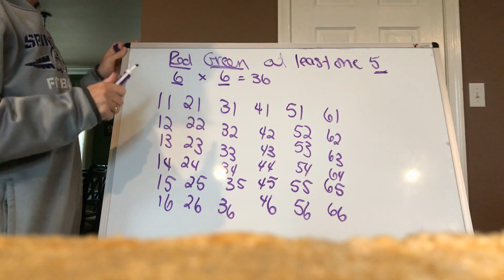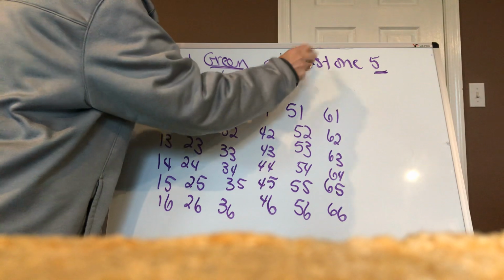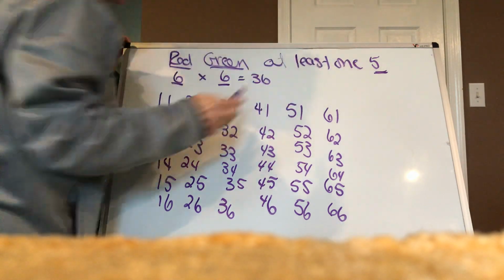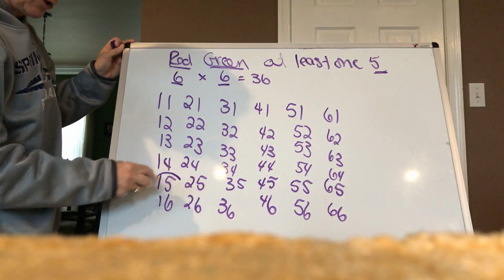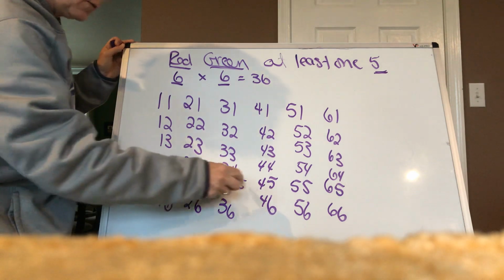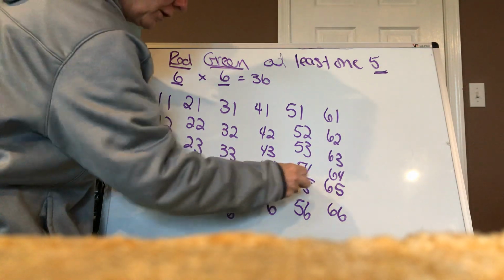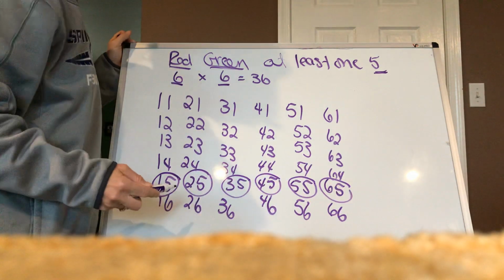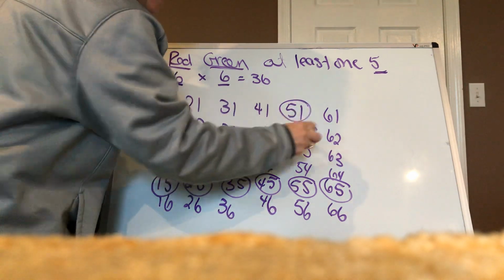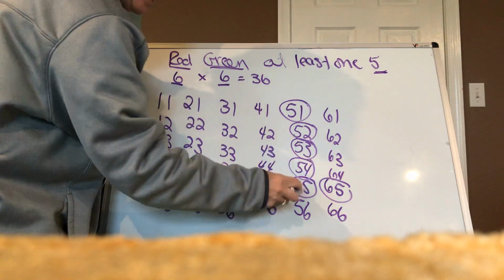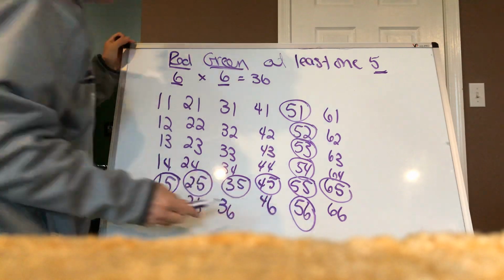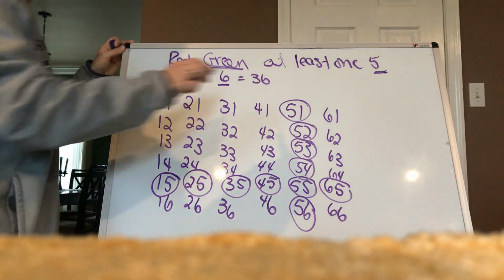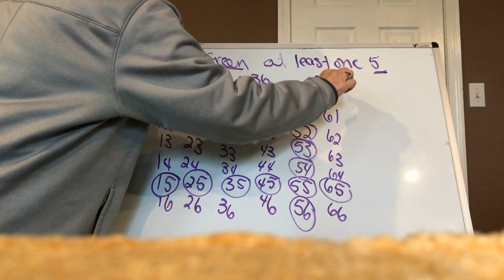Now, we want to know how many of these outcomes have at least one 5. So I'm going to start circling. 1, 2, 3, 4, 5, 6, 7, 8, 9, 10. I already counted that one. 11. So, what is the probability of getting at least one 5?